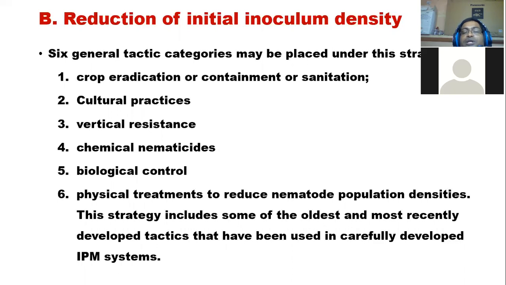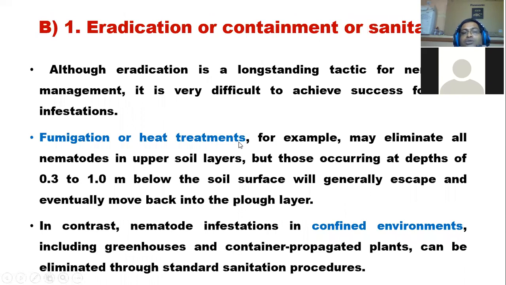Second one, you can use several cultural practices, and I will discuss them one by one later. And if you are implementing vertical plant resistance, means if you are using resistant crops, then also you can easily reduce the initial inoculum density. Or you can use other tactics: chemical nematicides, biological control agents, or physical treatments. We will discuss one by one. So eradication and containment and sanitation.